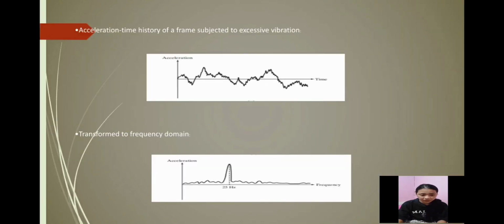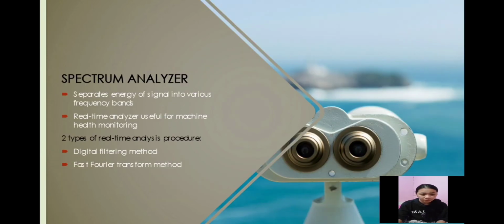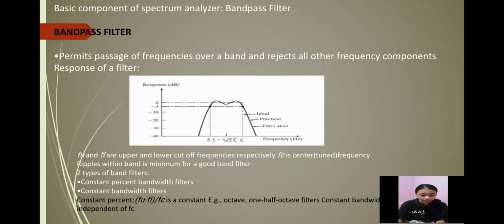The first picture shows us the acceleration time history of a frame subjected to excessive vibration. The second picture represents it transformed to the frequency domain. A spectrum analyzer separates the energy of signals into various frequency bands. A real-time analyzer is useful for machine health monitoring. There are two types of real-time analysis procedure: the digital filtering method and the fast Fourier transform method.